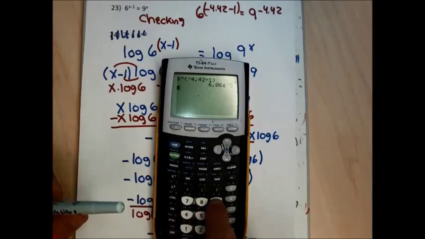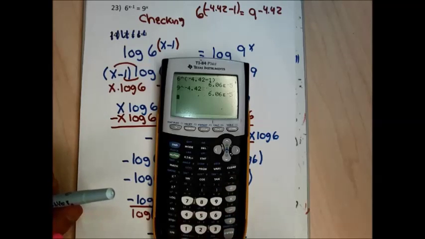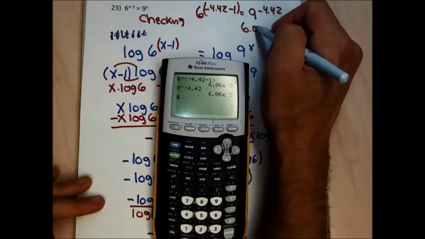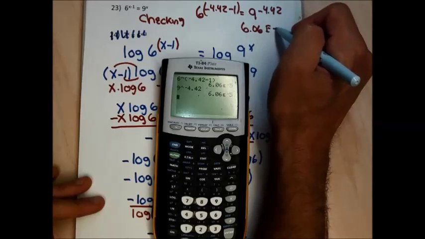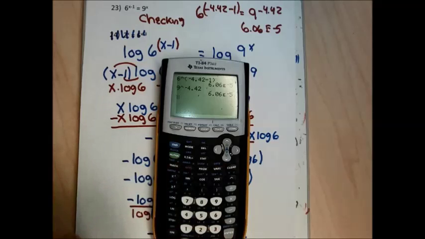Let me just do the next one. 9 up arrow, negative 4.42. I get 6.06 e to the negative 5. So they do check. 6.06 e to the negative 5 is my calculator's way of telling me that I was going to have a lot of zeros in the answer that I don't care to write.